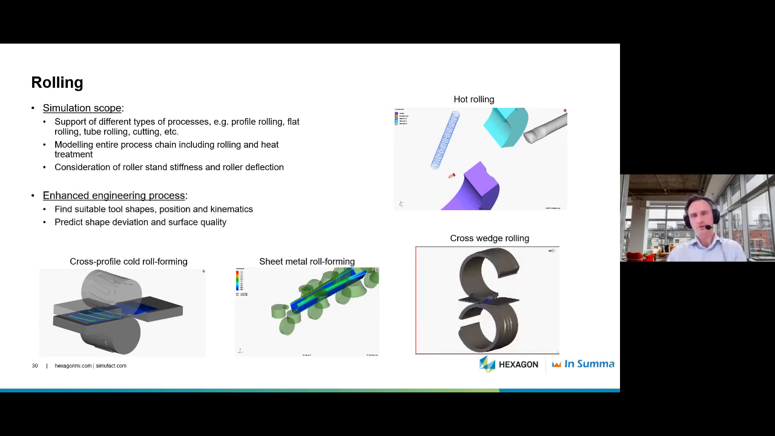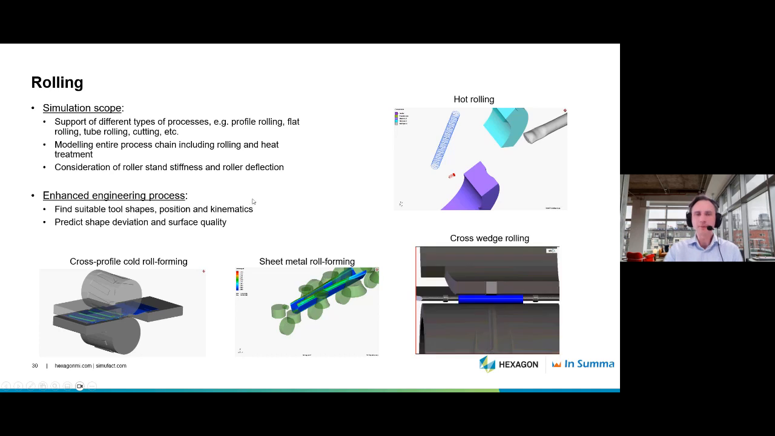So this process can also be simulated, and the typical benefits you can get from the simulation would be to estimate process kinematics or tools kinematics, estimate the position of the tools, find the right shapes of the tools. That can be quite a difficult process if you don't have simulation technology. It can take you quite a lot of time to really tune the process conditions to be able to have high quality parts.